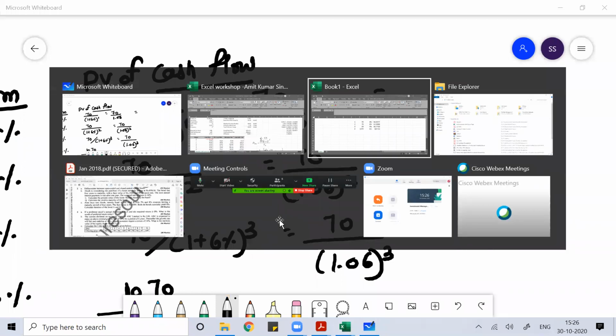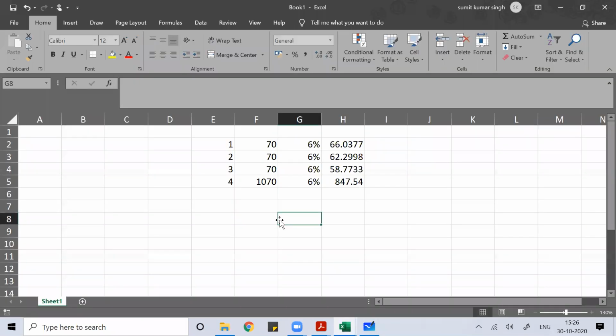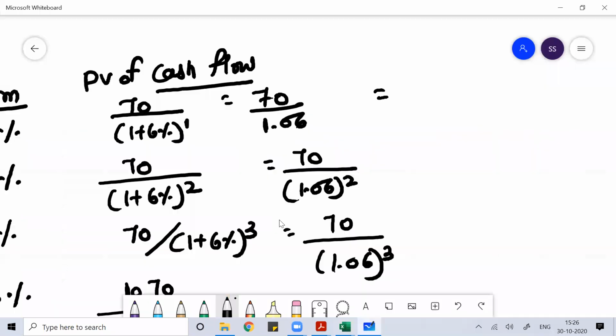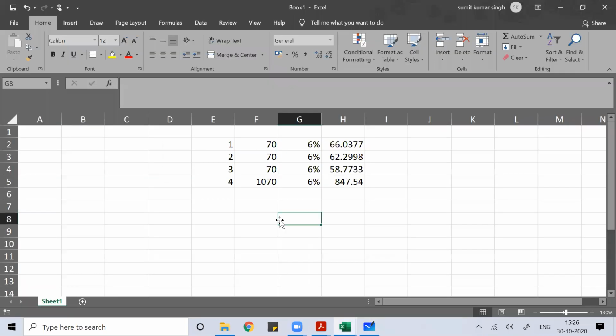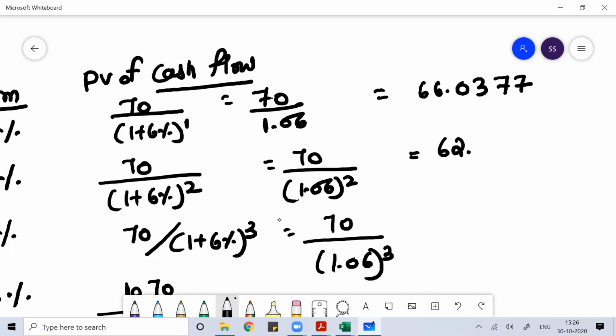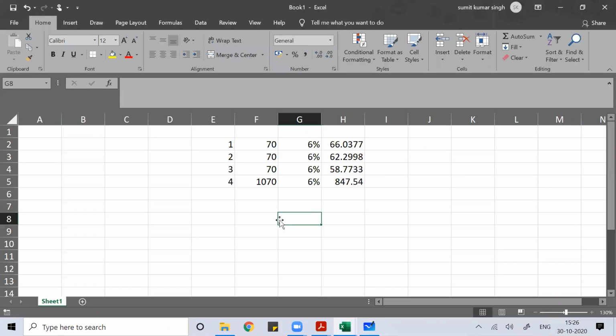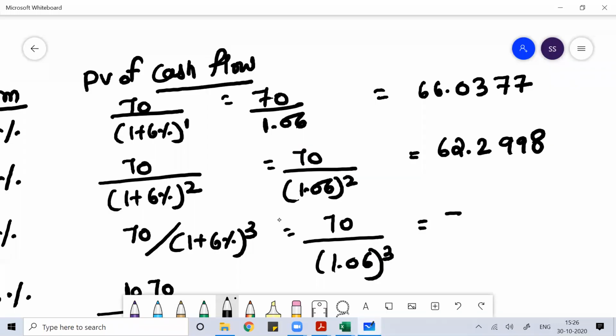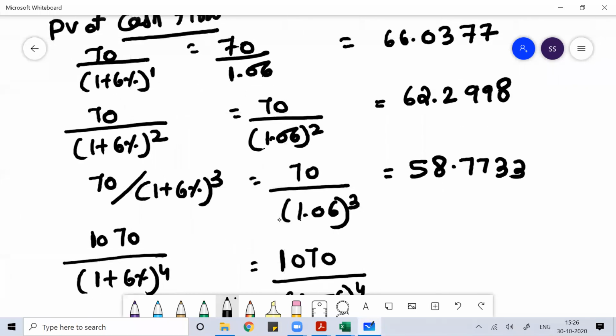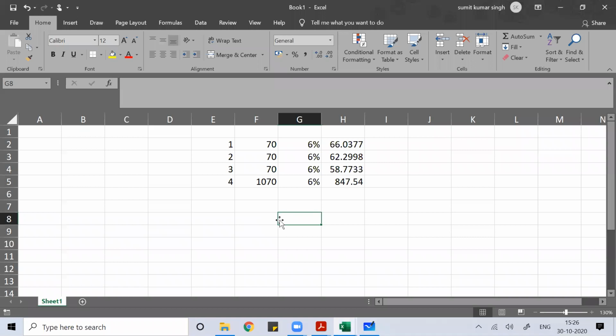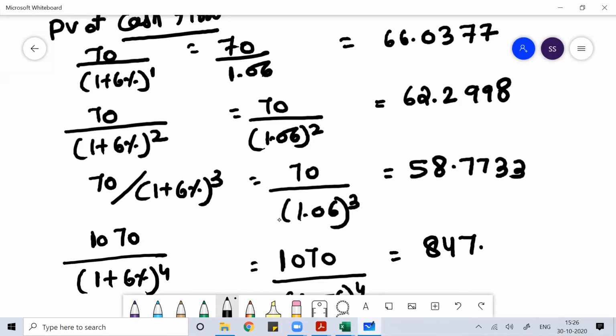So 70 divided by 1 plus 6% to the power 1 is 66.0377. Then this is 62.2998. And then this is 58.7733. And then this is 847.54.